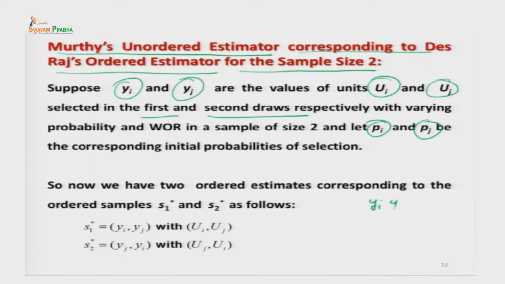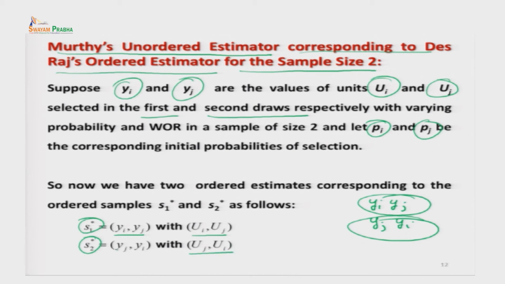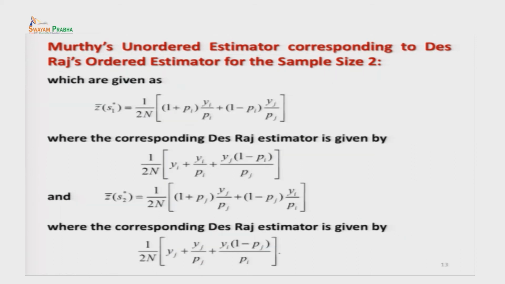Right. So now we have only 2 units, yi and yj. So there are 2 possible samples: yi comes first, then yj, or yj comes first, then yi. These give me sample number 1 and sample number 2, which I am denoting here as S1 star and S2 star. In S1 star we select Ui, Uj, so that we have small yi, small yj, and in the second sample S2 star we get Uj, Ui, corresponding to which we have small yj, yi. Right. Now we first have to construct the Des Raj estimator for both these samples, S1 star and S2 star.